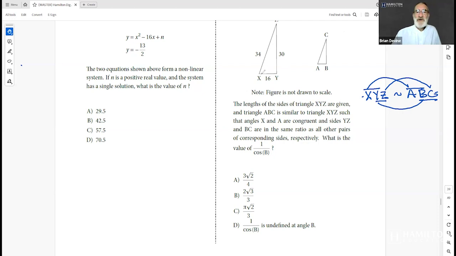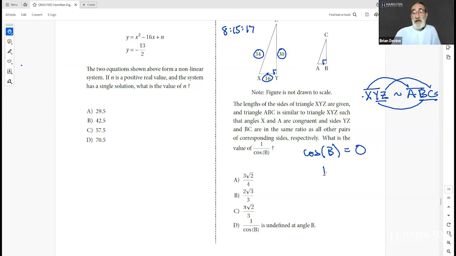Now, I know something about triangle XYZ. 16 squared plus 30 squared is 34 squared. In fact, this is what's called an 8, 15, 17 right triangle. So this is a right angle at X, which means this is a right angle at B, which means that the cosine of Y and thus the cosine of B would equal 0 because the cosine of 90 degrees or pi over 2 equals 0.